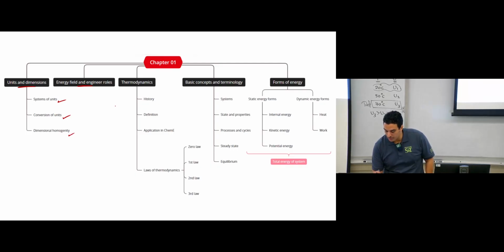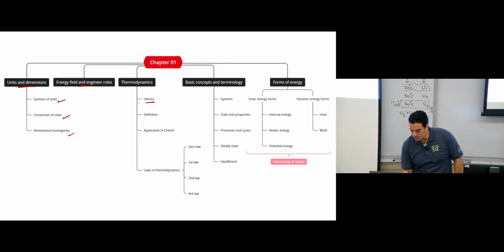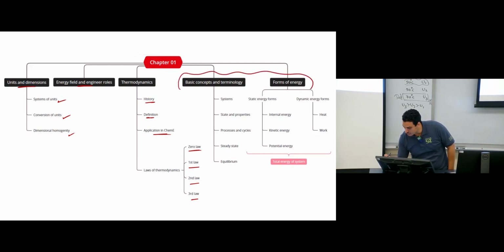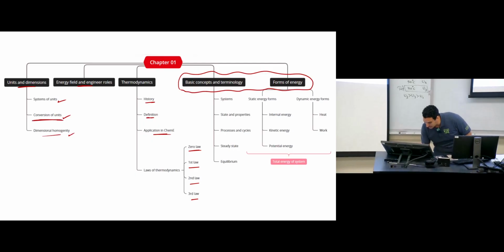Then we started talking about thermodynamics. We started with a quick history of thermodynamics, what is meant by thermodynamics, applications of thermodynamics in engineering, and the laws of thermodynamics: zeroth law, first law, second, and third law. Then the 2 important parts in this chapter are these 2 points. These are the core we have, plus the conversion and dimensional homogeneity.